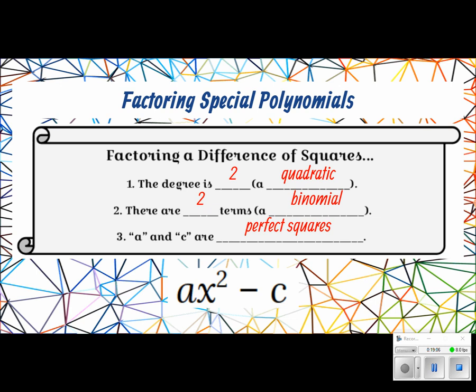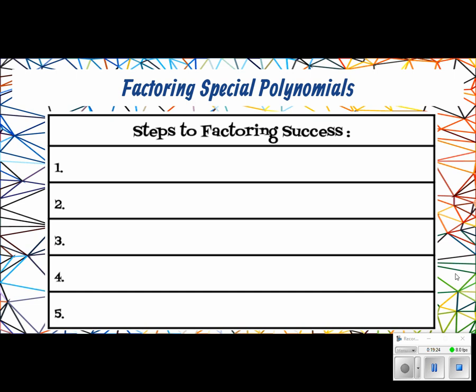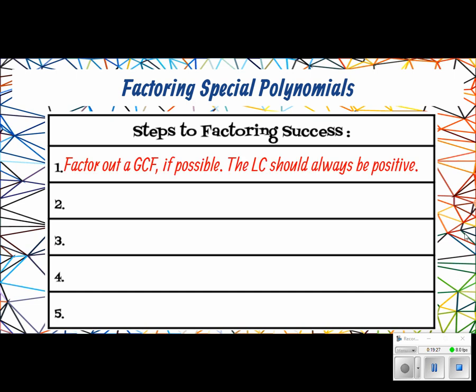So because it's a binomial, in our brains, we need to start clicking, hey, the parentheses will almost match. Not exactly, almost. One will have a plus, the other will have a minus. But we are looking at A and C being perfect squares, so that's going to help us out. If they aren't perfect squares, look for a greatest common factor. Because that is our first step. Factor out a greatest common factor if possible. The leading coefficient should be positive. If it's not, it'll be helpful if you make it positive. Can't take the square root of a negative number.